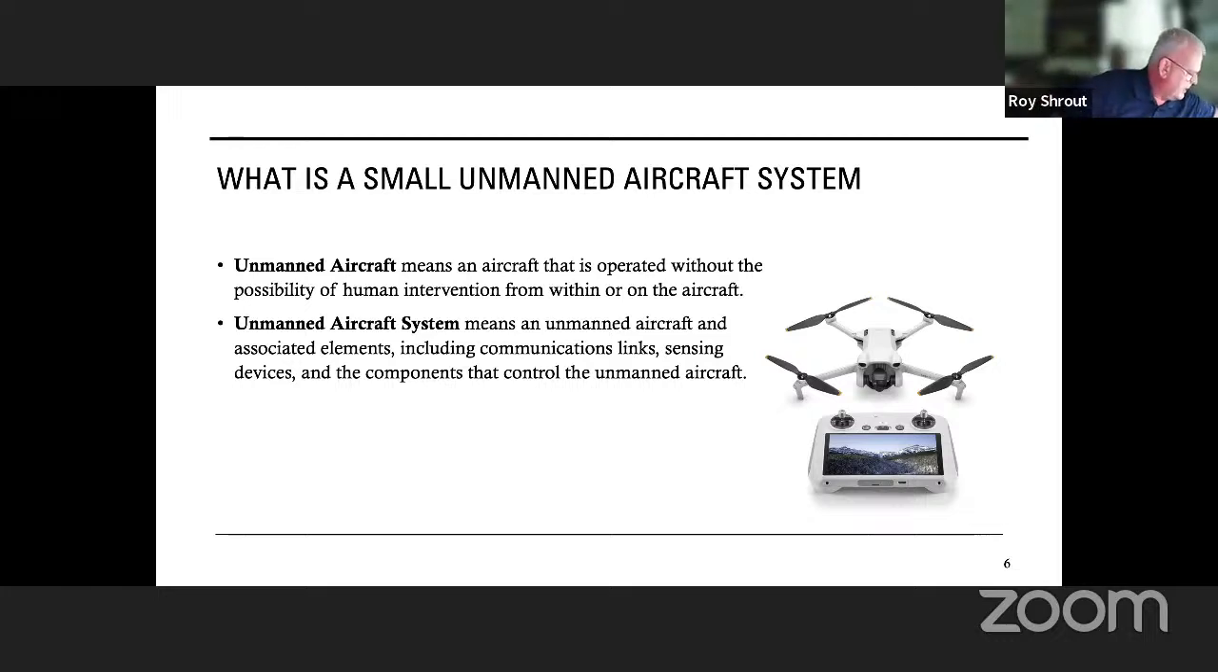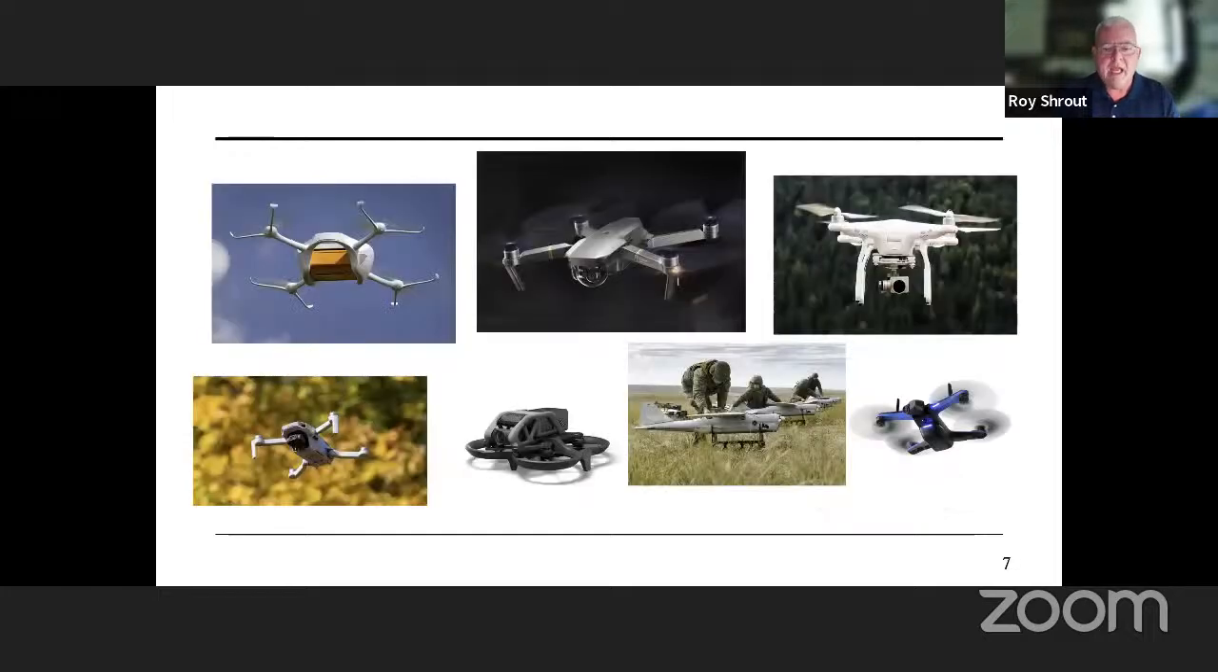The system is all those pieces together. The drone by itself is the unmanned aircraft. The system is that controller, the drone, and any other kind of linkage that you have set up. But I would tell you right now, those two components are all you need to fly your drone. Here are some different examples. The top left corner is one that you're starting to see a little bit more of, which is delivery of packages such as medications and things like that.